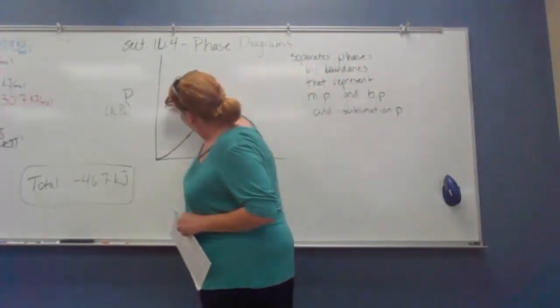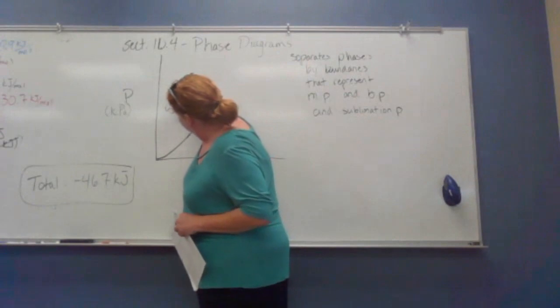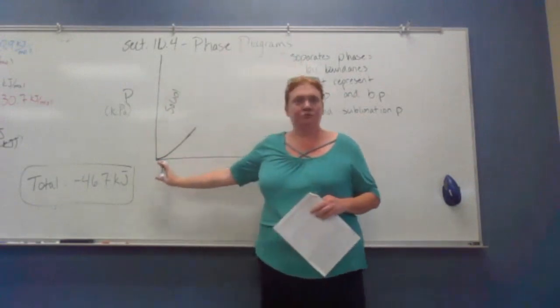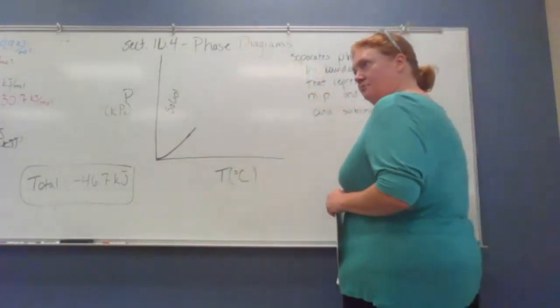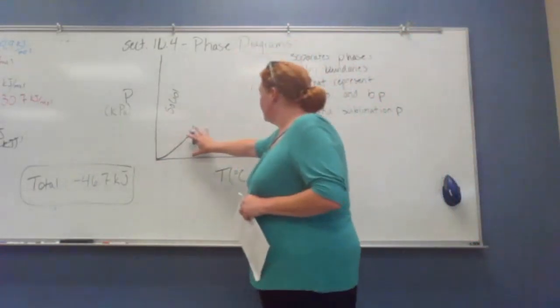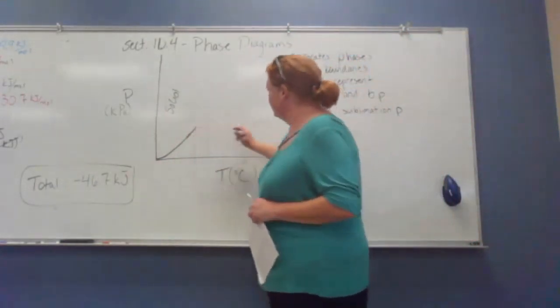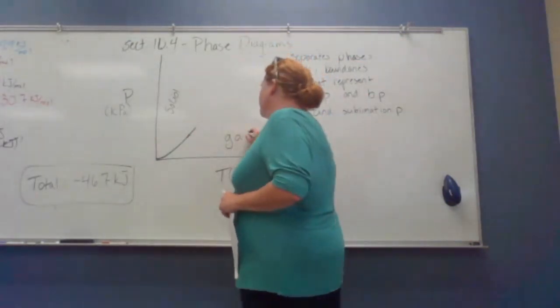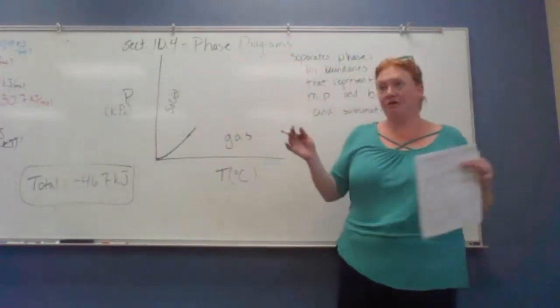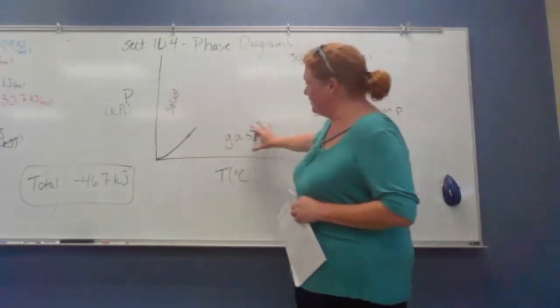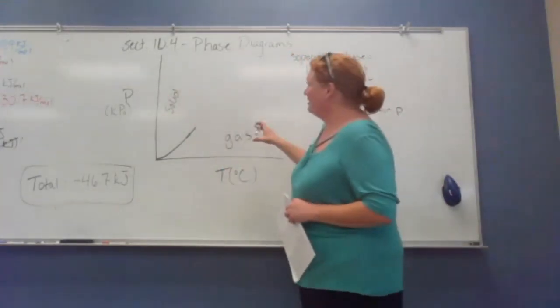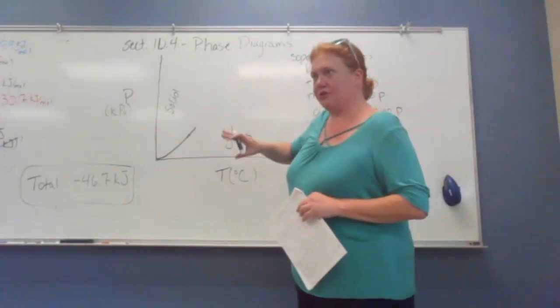This left side of the graph, where your temperature is low, that's your solid phase. This lower part of your diagram, this is your gas phase. Always on a phase diagram, these are the regions. You have solid on this side, you have gas down here, and you're going to have liquid up here, but I'm not ready to draw that yet.